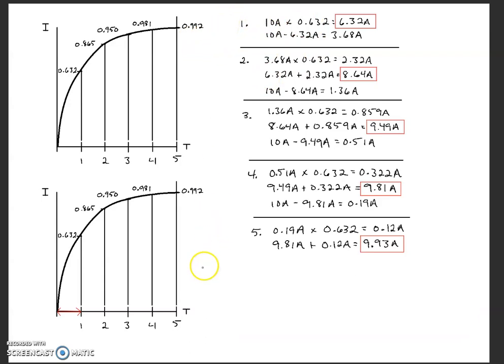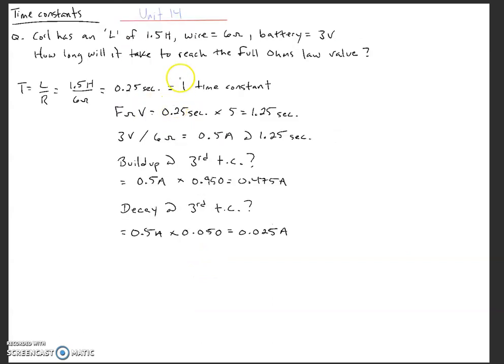And that's something to understand about time constants. Just an example here. If a coil has an inductance, L, of 1.5 henries, a wire resistance of 6 ohms, and a battery gives it a 3 volt power source, how long will it take to reach the full Ohm's law value? So T equals L over R, the ratio of L to R. 1.5 to 6 gives us 0.25 for one time constant.